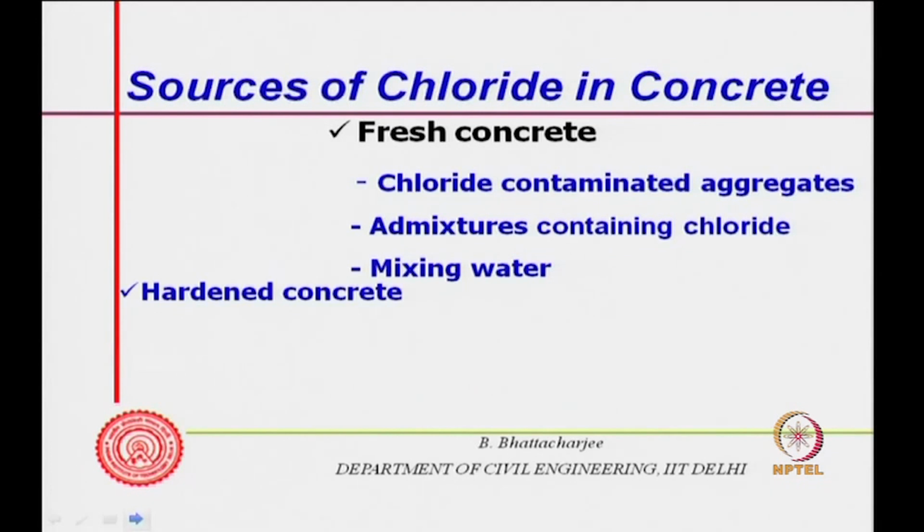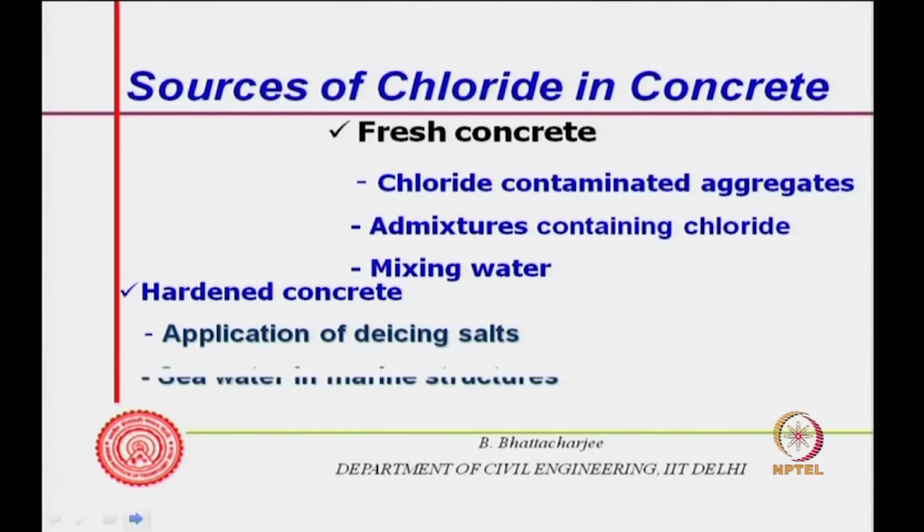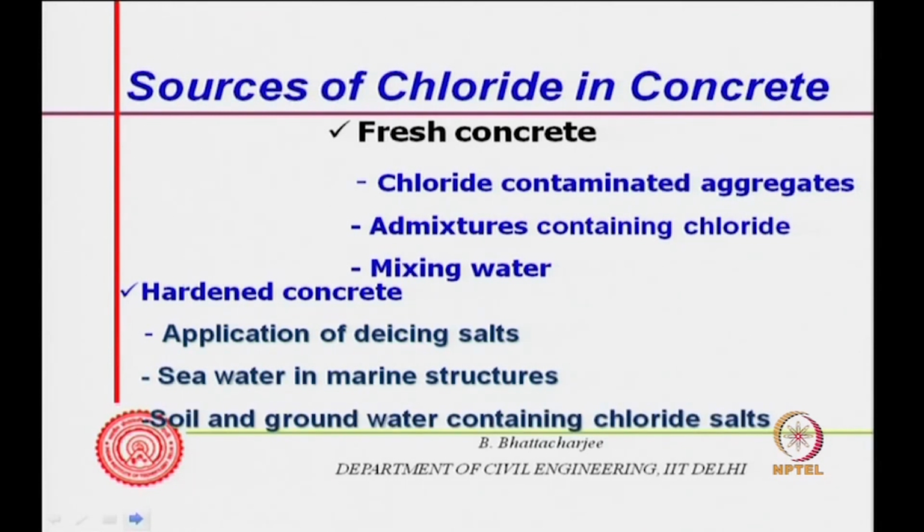And then in hardened concrete, of course, chloride can come from outside. De-icing salts are very common in Europe, developed northern countries, and the United States of America. Chloride salts were used as de-icing salts. Seawater or marine structures, we have discussed this earlier, and soil and groundwater containing chloride salts can also be sources. So, these are sources of chloride. These are called internal chloride, and these are external chloride, which will come through ingress.